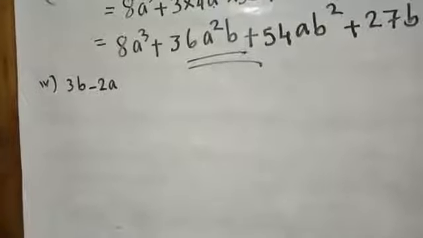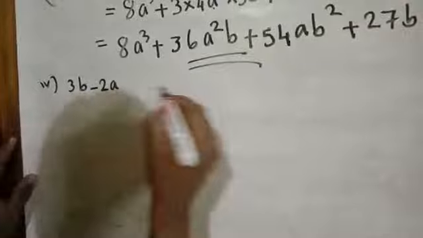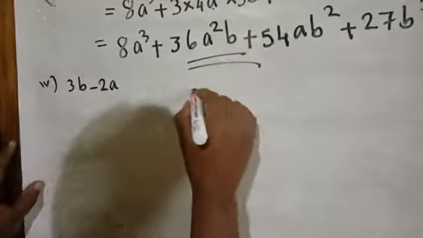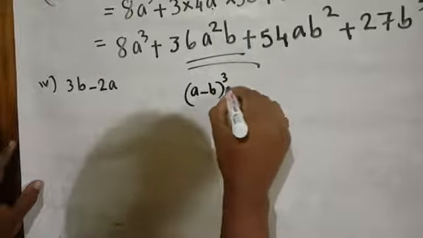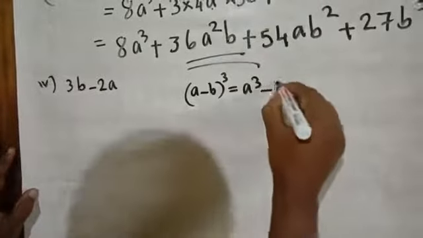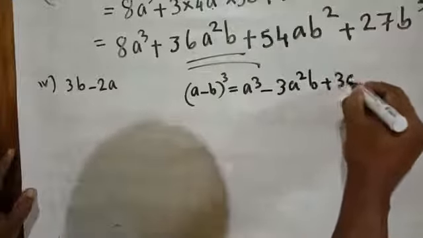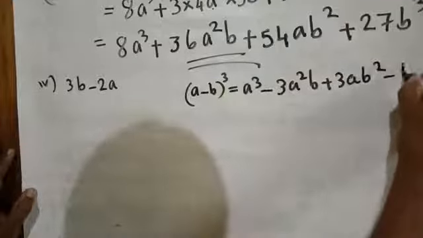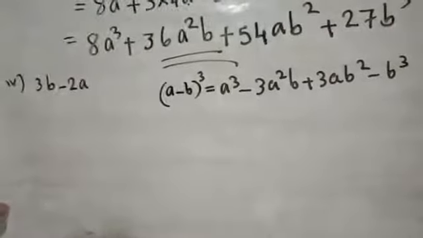Next question, fourth one, 3b minus 2a. Find the cube of 3b minus 2a. So 3b minus 2a whole cube, you know. First you have to write a minus b the whole cube. What is the expansion of a minus b the whole cube? A minus b the whole cube is a cube minus 3a square b plus 3ab square minus b cube. Okay, a cube minus 3a square b plus 3ab square minus b cube.